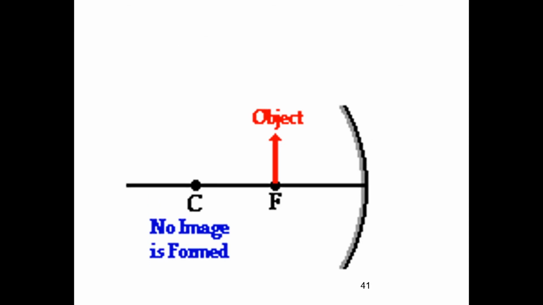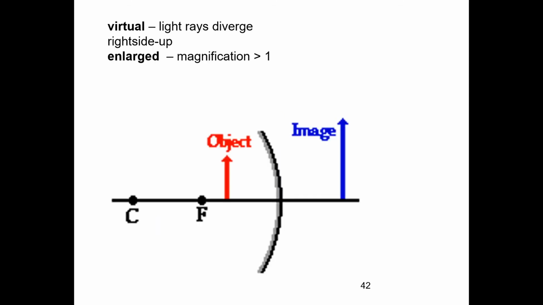And this one is pretty crazy. But if I actually put the object on the focal point, I get no image formed at all. If the object then is between the focal point and the mirror, then a virtual, upright, and enlarged object is formed.